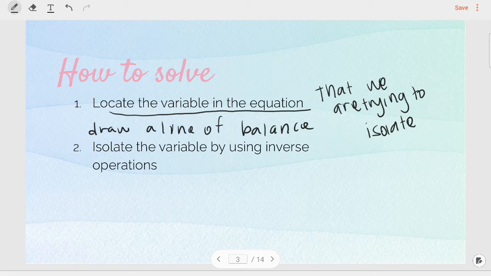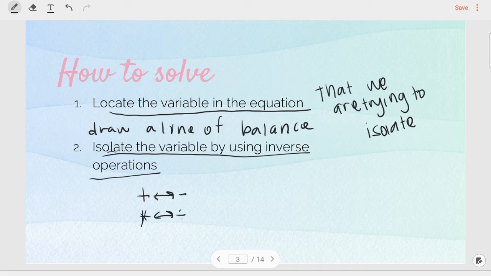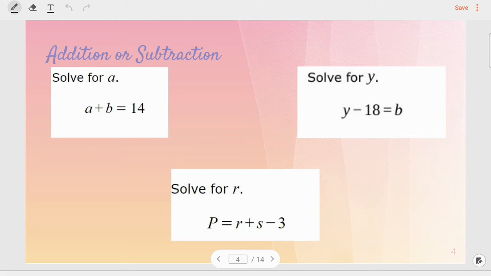In order to get our variable by itself, we are going to isolate the variable by using inverse operations, just the same way as we did any equation. To undo addition, we're going to use subtraction, and in reverse, we can do the same. Or to undo multiplication, we can use division and vice versa. Let's look at our first few examples. In these first examples, I'm going to undo using addition or subtraction, and you can see that because I have a bunch of pluses and minus signs.